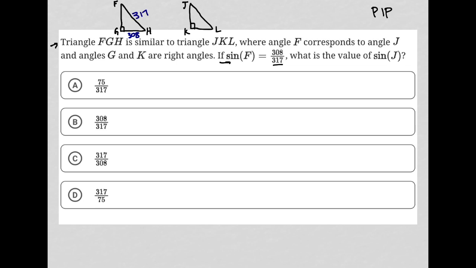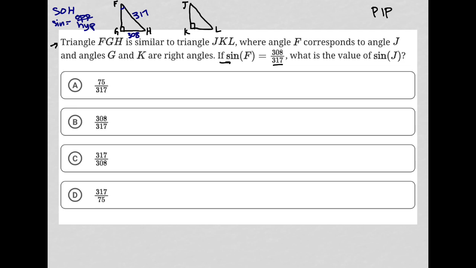I know that because here's where angle F is, and based upon the SOH portion of SOHCAHTOA, we know that the sine of an angle is equal to the opposite side of that angle over the hypotenuse. So that's how I know where 308 and 317 go. What is the value of the sine of J?